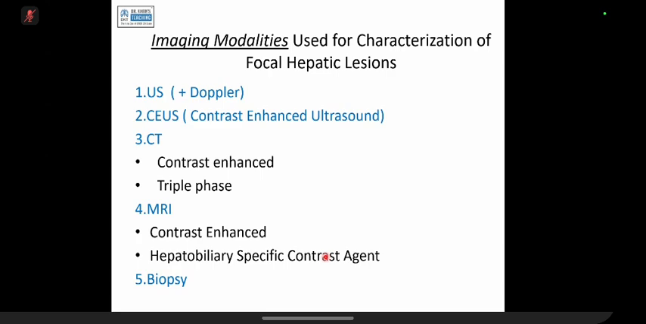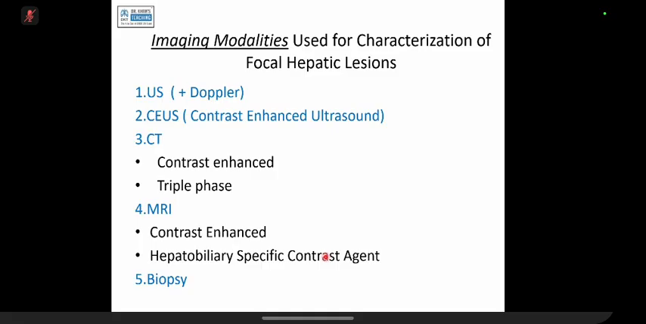This has got a special phase. We call it the 20-minute delay phase, which I'll show you. In 20 minutes, it is excreted via the hepatocytes. So if there are normal hepatocytes, you will see enhancement. If there are no hepatocytes, you've got the answer. So you can utilize it.